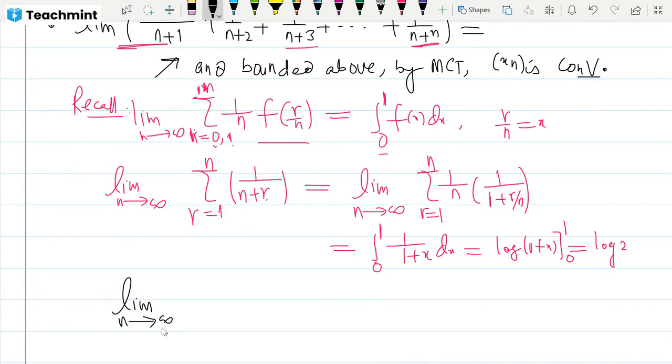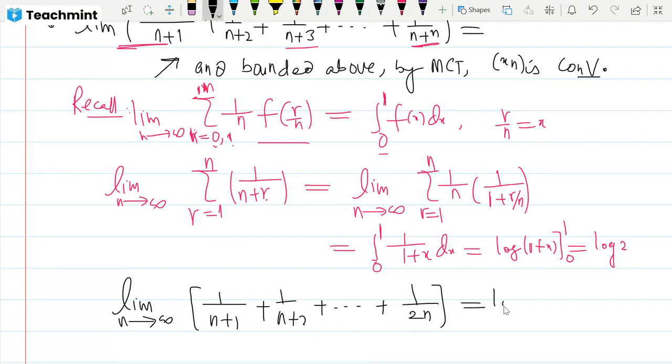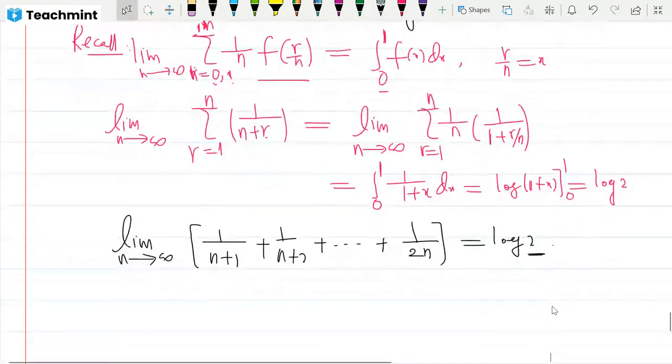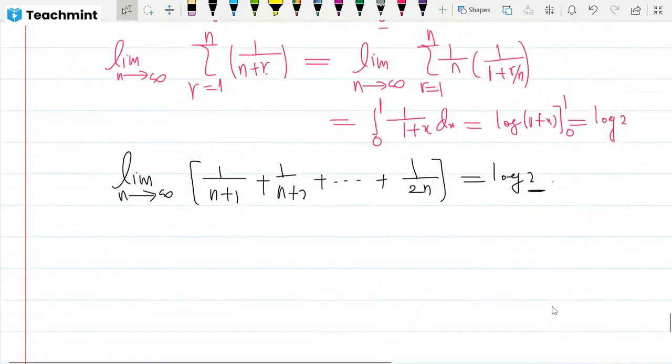So this is one of the important questions. This limit, 1 by n plus 1, 1 by n plus 2, and so on, up to 1 by 2n, which I can write as n plus n, is log 2. This is one of the old questions. There is something special about this question: it is a sequence of rational numbers converging to log 2. And there is nothing special about 2 here. You can replace 2 with any positive integer m, and the limit becomes log m. You can use the same proof.